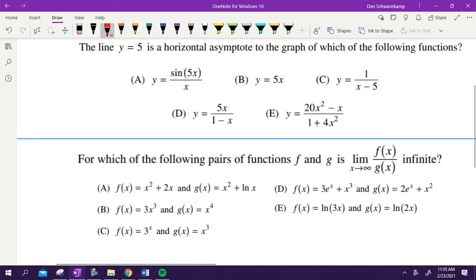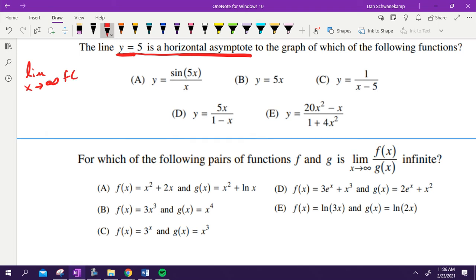The line y equals 5 is a horizontal asymptote to the graph of which of the following functions? Okay, this is a pre-calculus question. Y equals 5 is a horizontal asymptote for which graph? That's pre-calculus. What would they be asking if they were asking this in calculus context? What is the same thing as finding a horizontal asymptote? The limit as x approaches infinity.